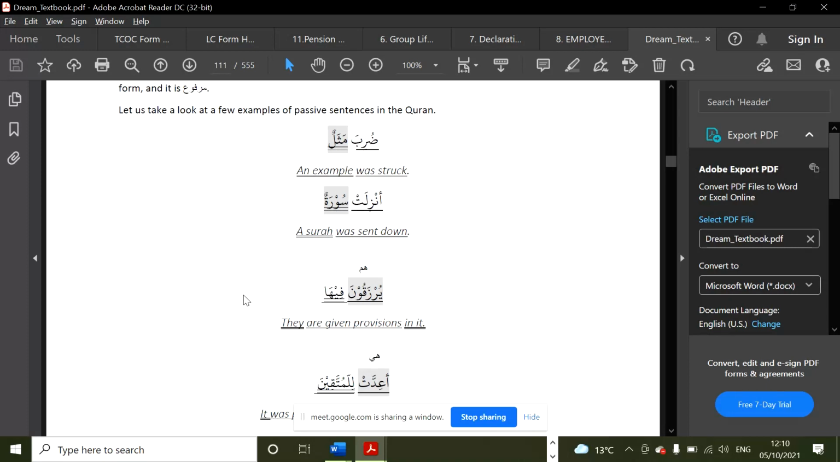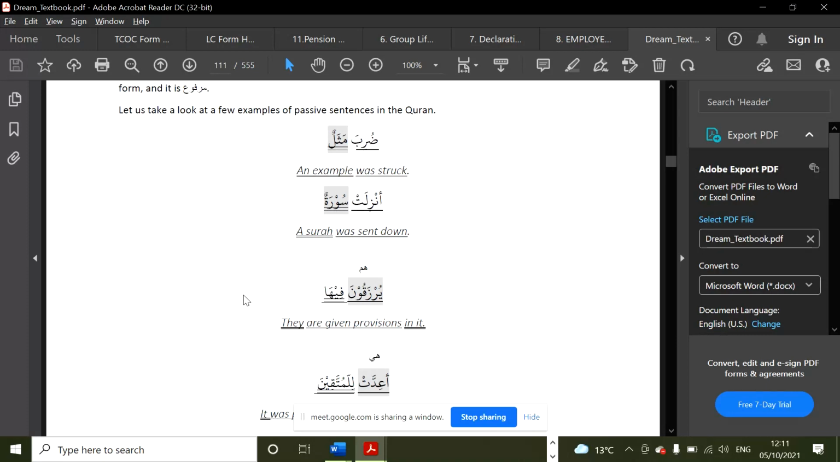Anzalat suratun. Okay, if we are studying mabni lil majhul, what should be the haraka on this one? It should be a dhamma on the first one, and a kasra on the second. So why do you say anzalat? You should be pronouncing it unzilat. You have to assume it, because you are a student of grammar now. You cannot make this mistake.